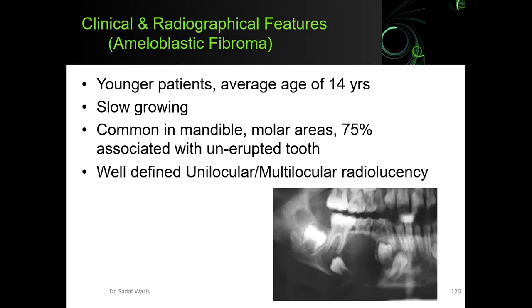Localized swelling and/or failure of teeth to erupt on time and improper alignment may call attention to the tumorous condition. Generally, on radiography, these lesions appear as unilocular as well as multilocular radiolucencies. They tend to be well defined and may have a sclerotic border surrounding them. Approximately 75% of these lesions are said to be associated with unerupted teeth.